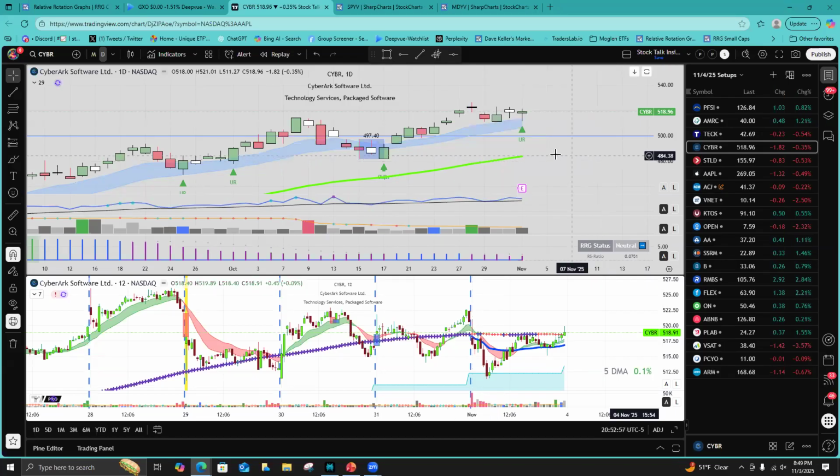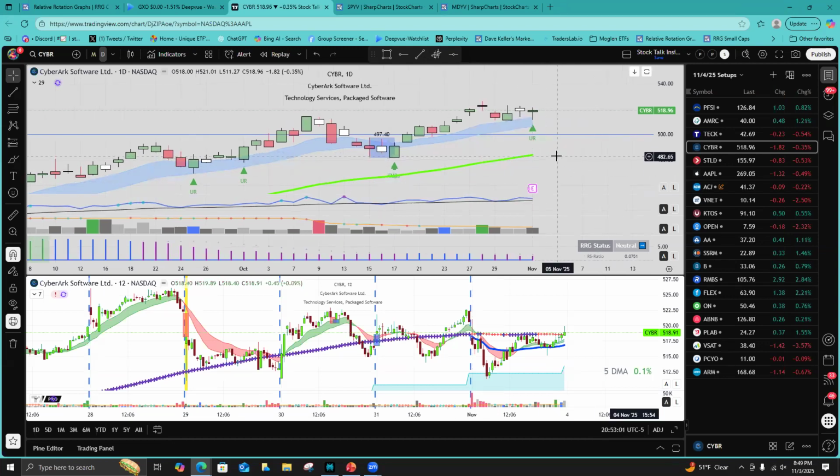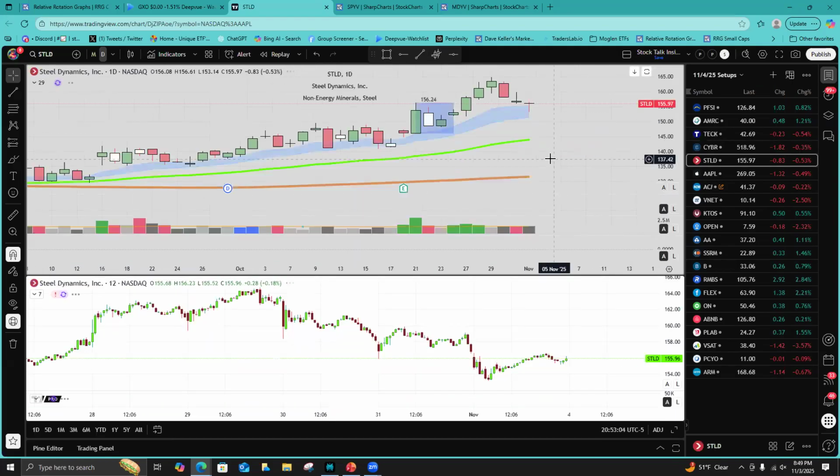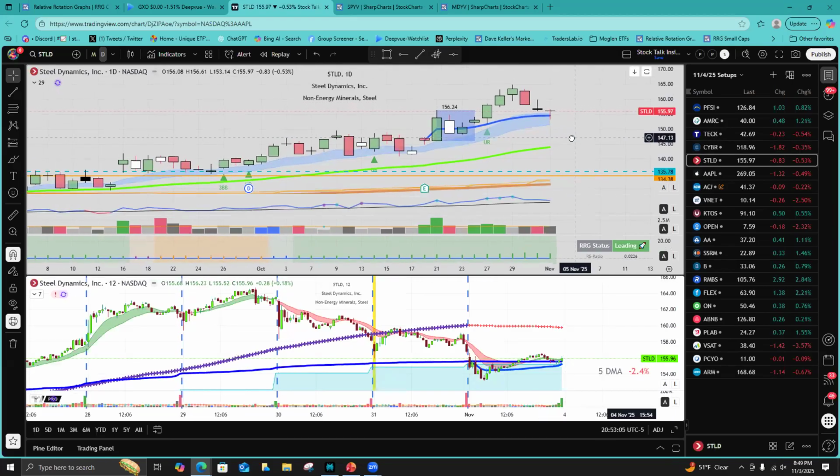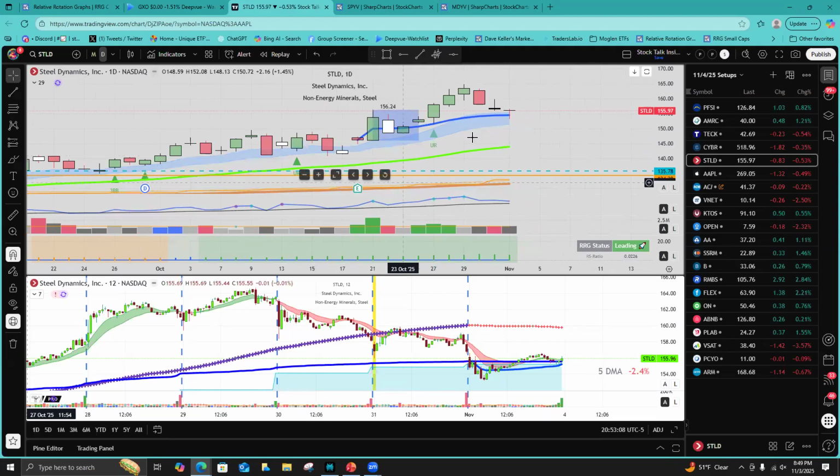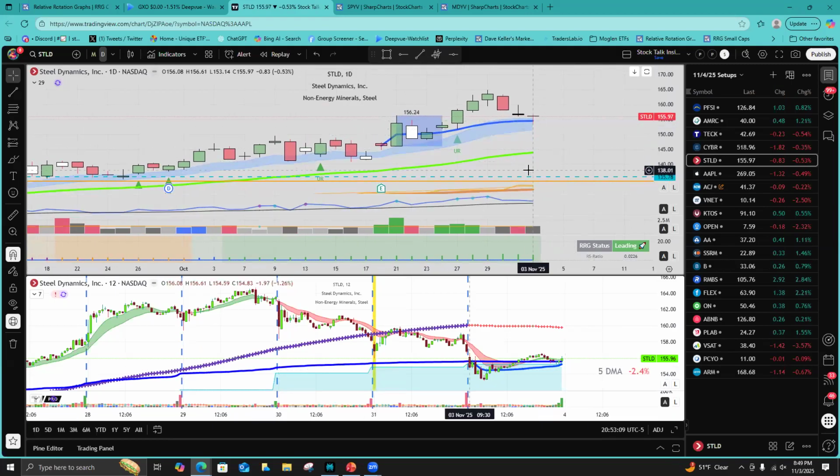Huh. Let's see on that one. I don't know if it had earnings or what's going on with that. STLD. So this one, earnings is out of the way. Low volume pullback into it.